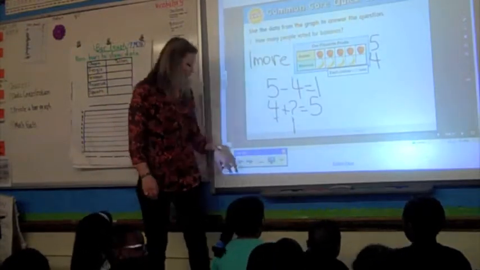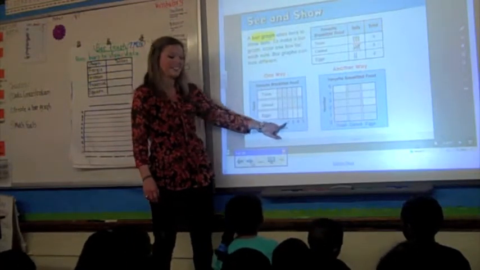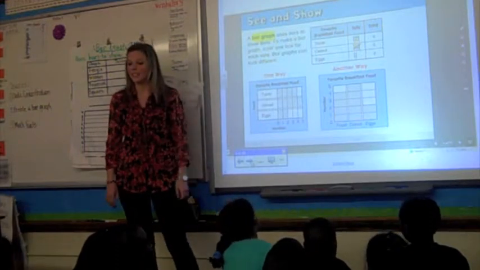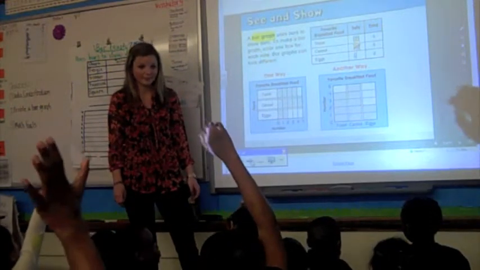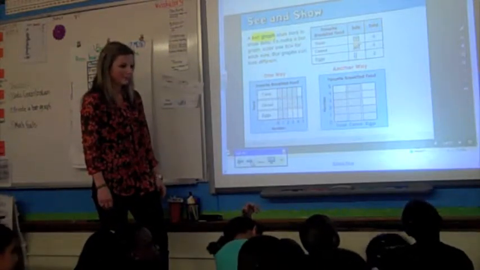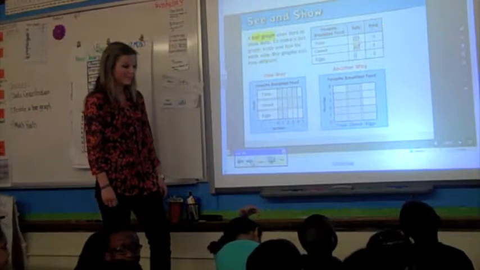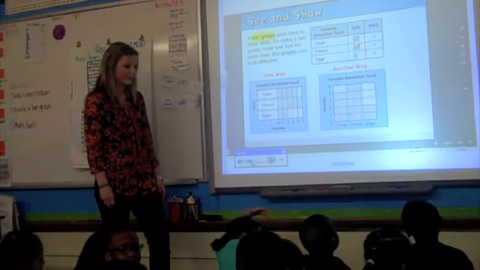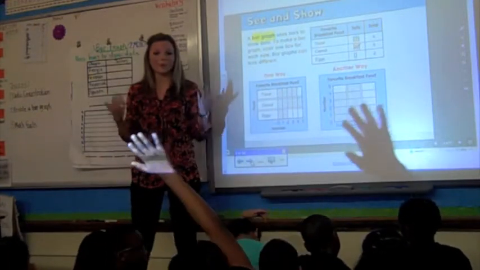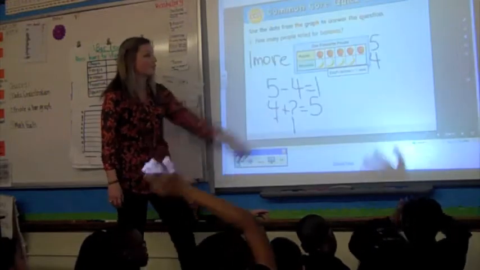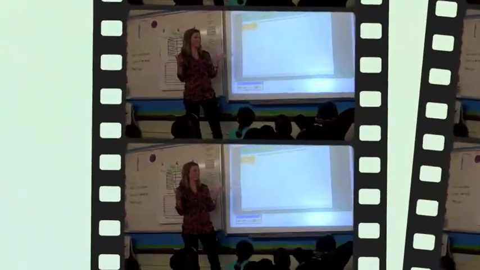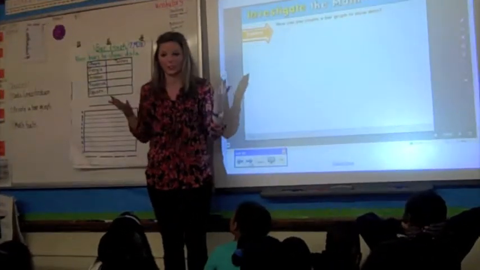Pictographs are always going to use pictures, and bar graphs are always going to have a scale with numbers and then colored in bars. How are our pictographs and bar graphs similar? Rabia? Because they show the same data. Okay, they're the same because they both show data. Our pictograph shows data on our favorite fruits, and our bar graph shows data on our favorite. Ask ourselves, how can we create a bar graph to show data?